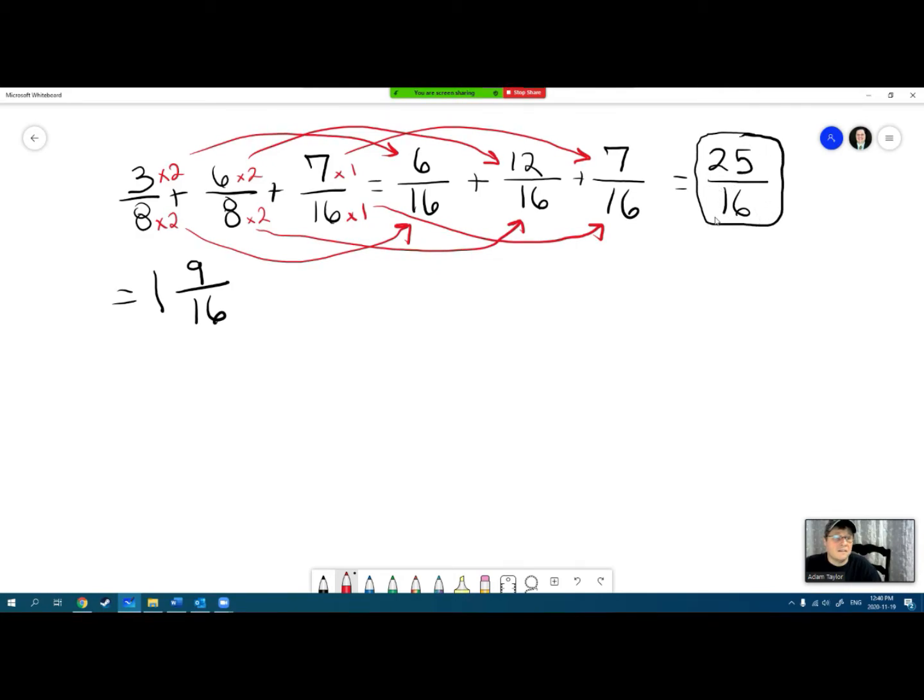Since there's only 16 pieces total, you can't have 25 of them, so we've got to change this improper fraction into a mixed number. How many 16s are in 25? Just one. What's the remainder? If you take 16 away from 25, your remainder is 9, and you write that over 16 because the denominator does not change.